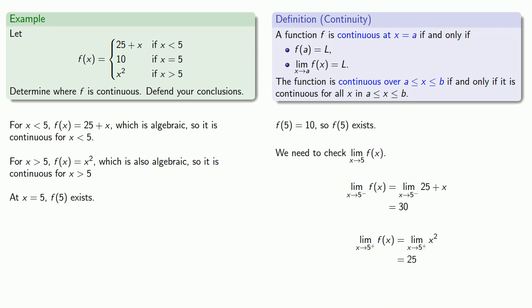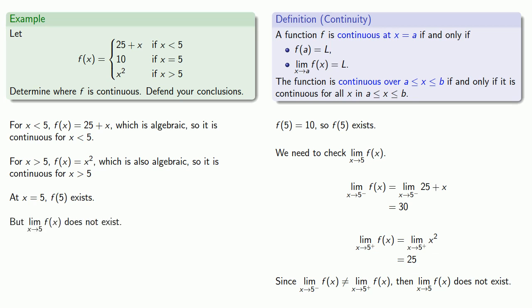25. Since the limit as x approaches 5 from below is not equal to the limit as x approaches 5 from above, then the limit as x approaches 5 does not exist. So this means that f of x is not continuous at x equals 5.